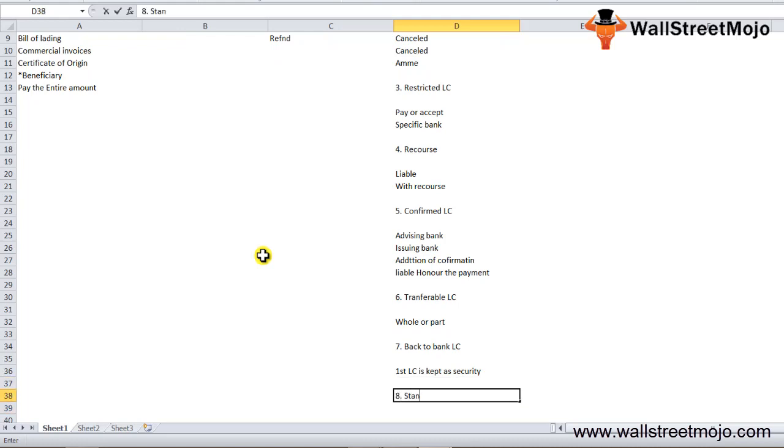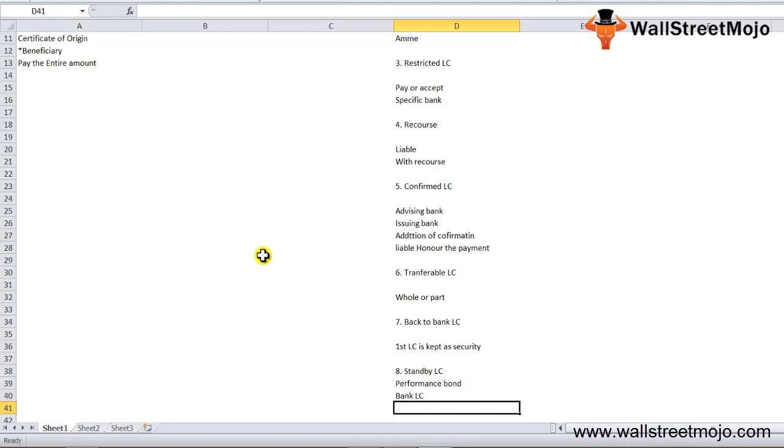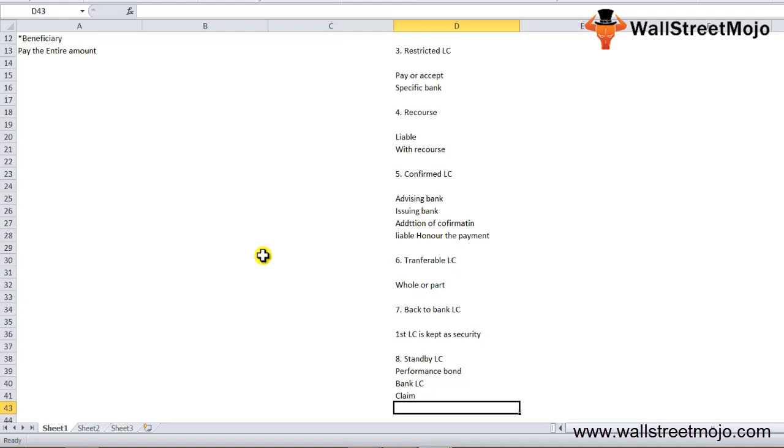Eighth, standby LC. It is a letter of credit which is like a performance bond or guarantee that is issued by the bank in the form of an LC, and the beneficiary of this type of LC can claim by providing the required documents as mentioned in the LC document.